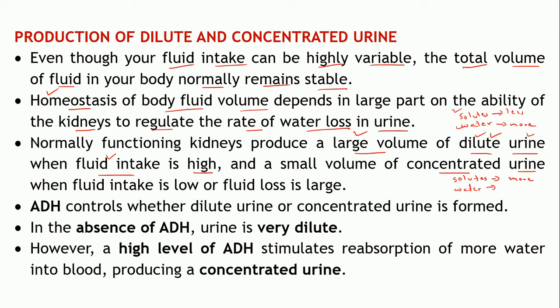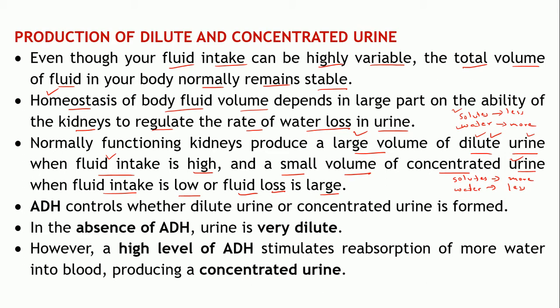In this type of urine, it will be less. Okay, so it's a concentrated urine which is formed. A small volume of concentrated urine is formed when your fluid intake is low, when you consume less amount of water, or if the fluid loss from the body is very large, say for example in case of hemorrhages or dehydration. So at that time, small volume of concentrated urine will be produced.